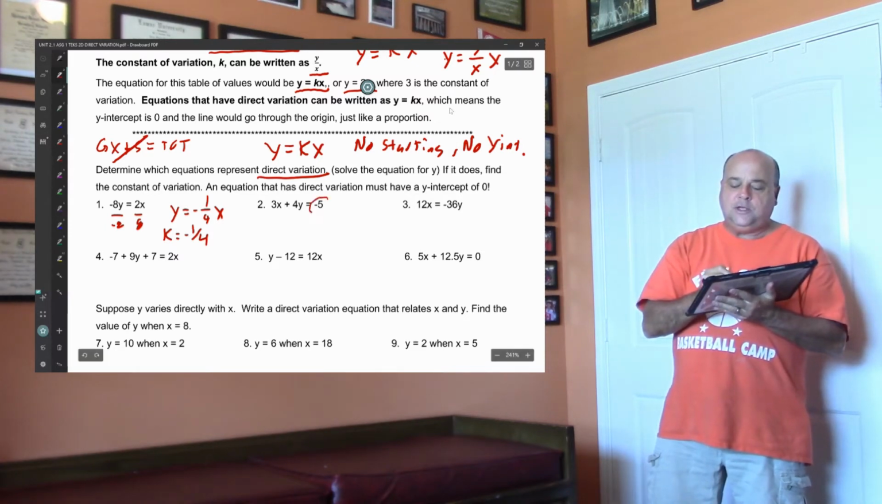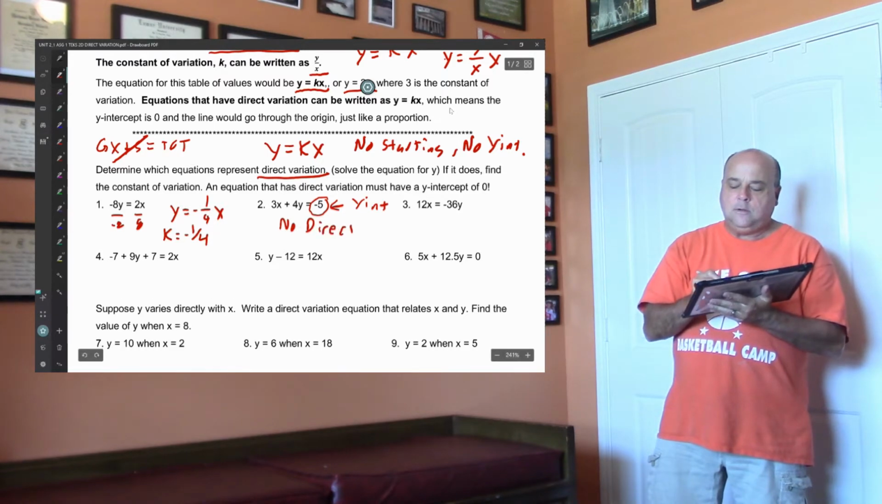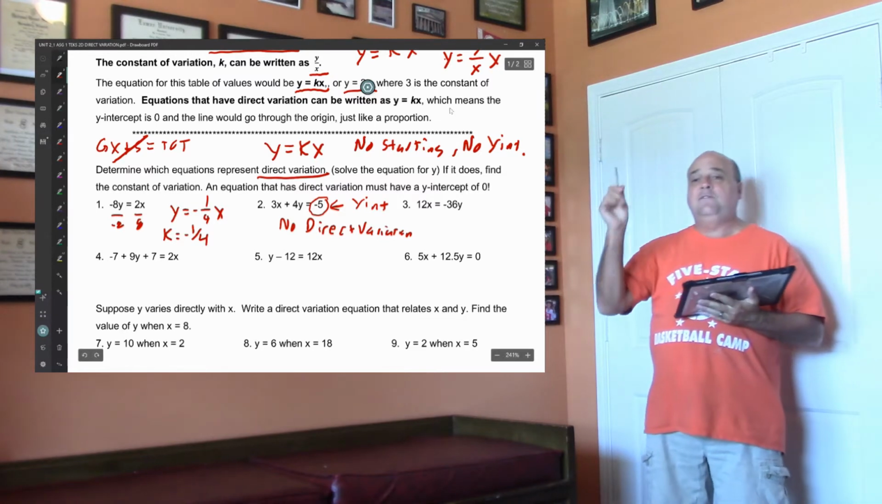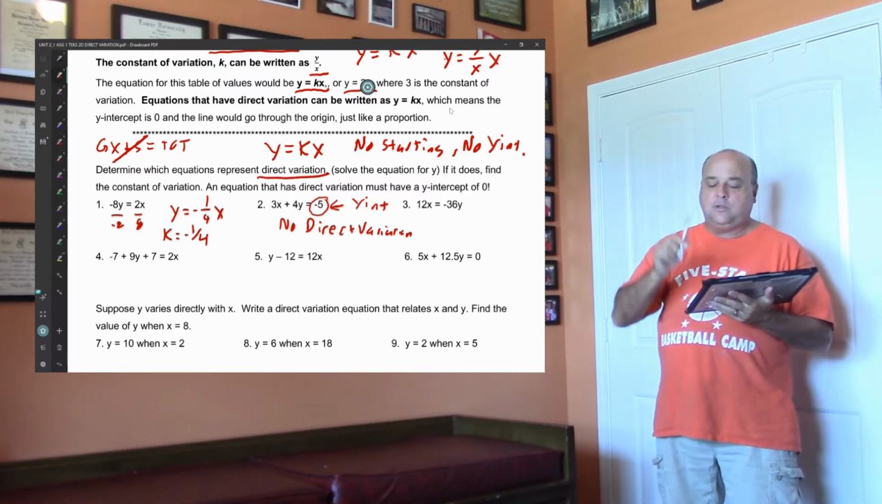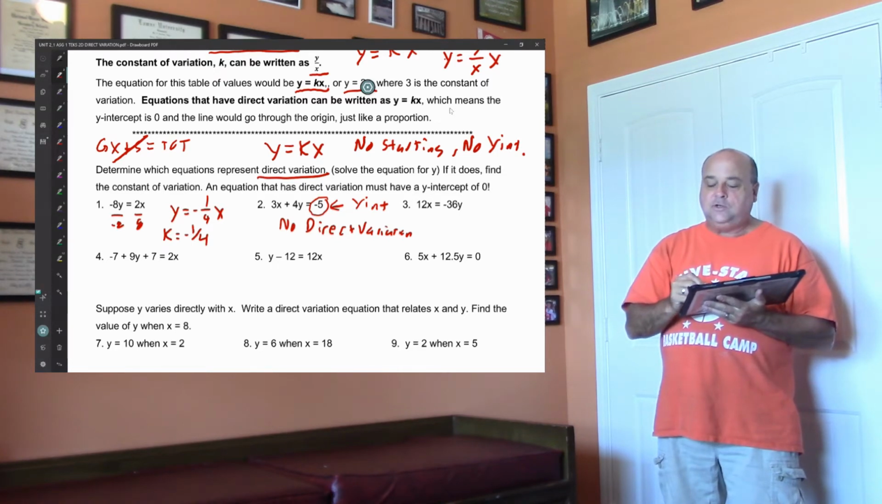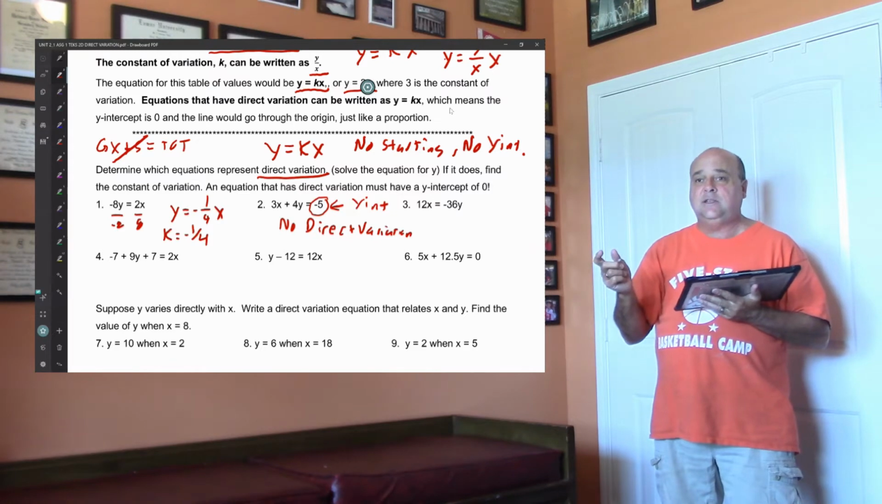Now look at number 2. This right here would be our y-intercept, or our starting number. This does not have direct variation, so write down no direct variation. If a problem has a constant, it does not have direct variation. Look at number 3. Do you see any constant like the 5 on this? It doesn't. It just has the x and the y. This will have direct variation.